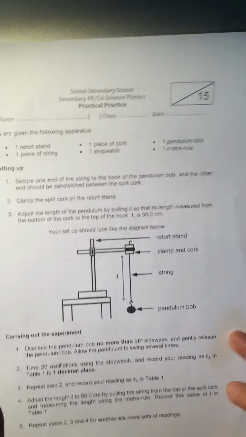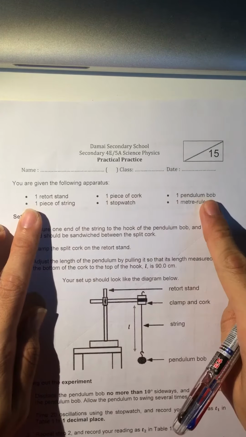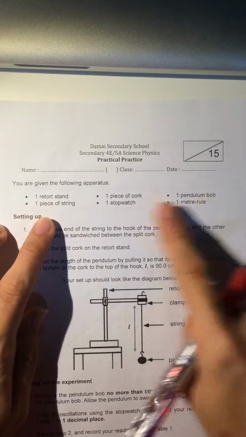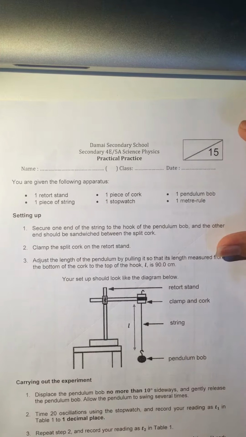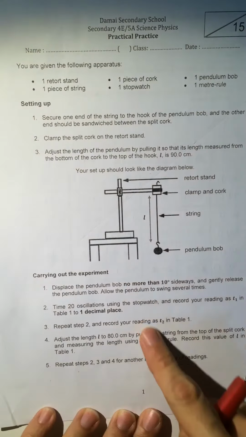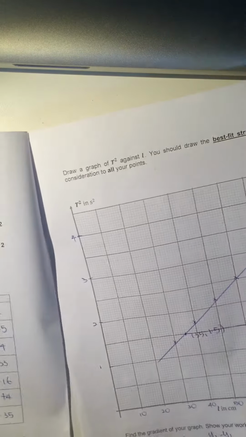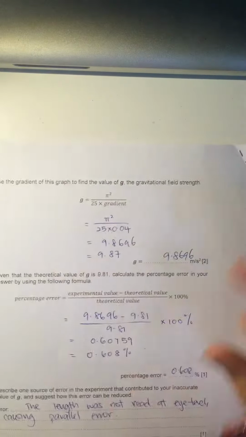My advice to you when you get the practical paper is to look at the list of items, apparatus given to you and check that you have everything. After that, quickly read through all the instructions. Don't do anything yet. Read all the instructions. Have an idea of what you're supposed to do. Plot graph. Okay, read all the questions.